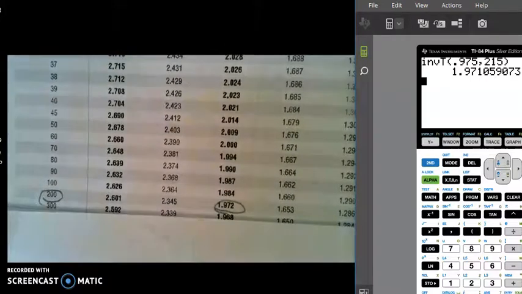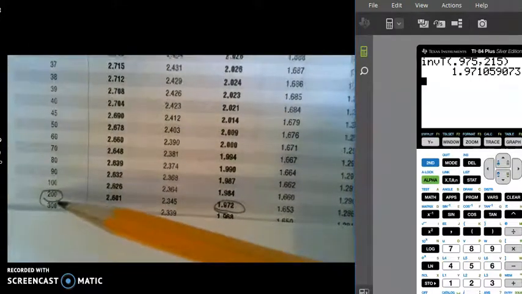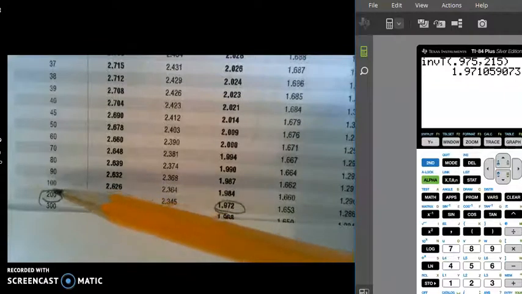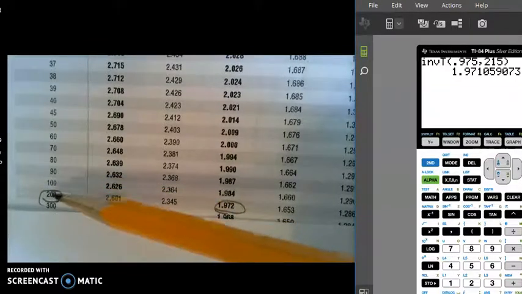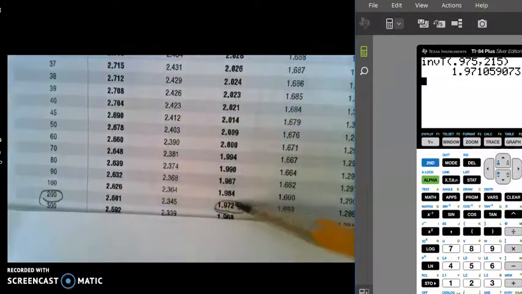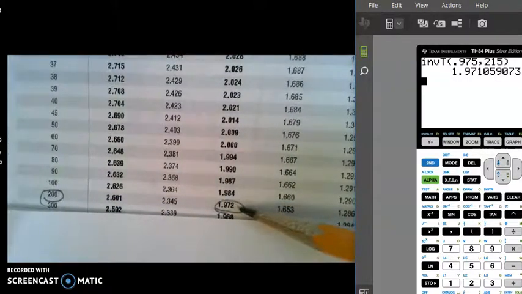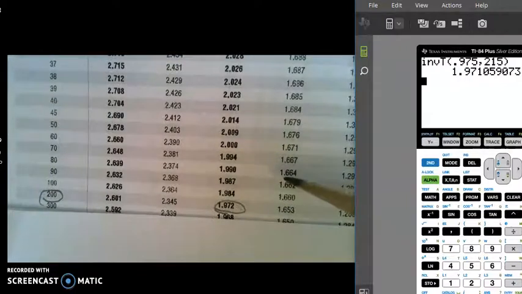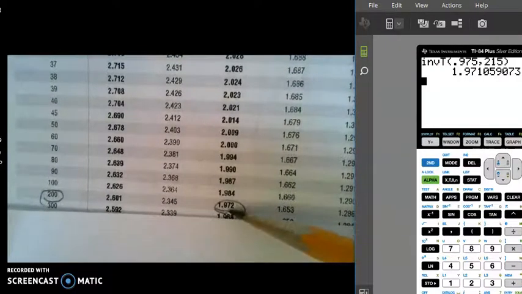I'm going to zoom in here so you can see it better. I'm just waiting for it to focus. There we go. So 215 is not on here. What you have to do is pick the closest number. The closest number to the degrees of freedom of 215 is 200. You can look that up here. It's 1.97, which is pretty close to what we got from the calculator. It's not exactly the same, but it's pretty close.